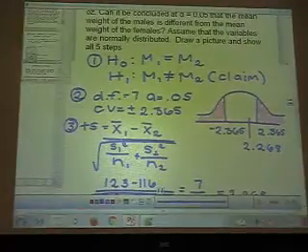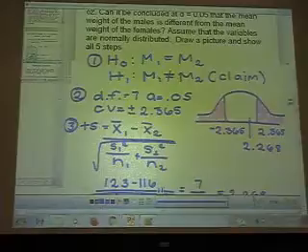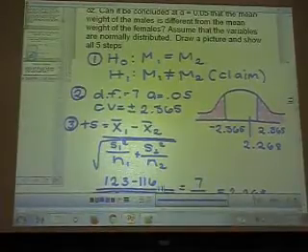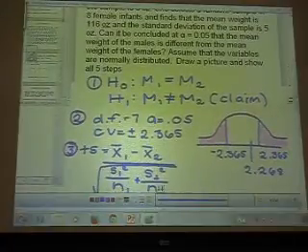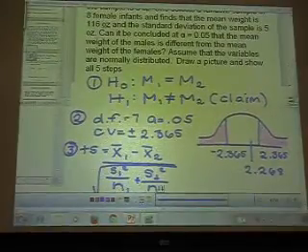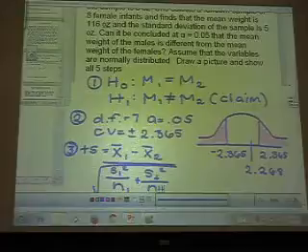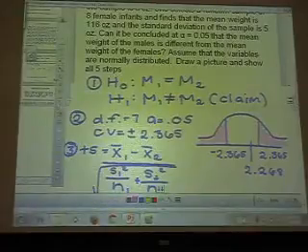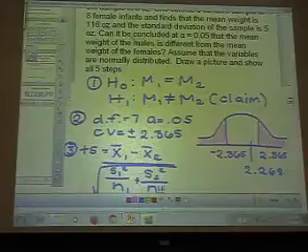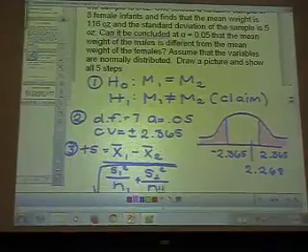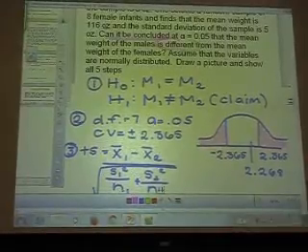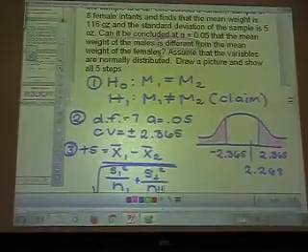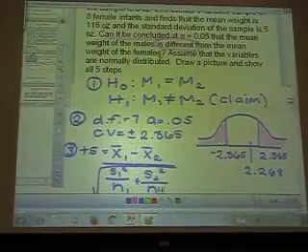Okay, so H naught is mu1 equals mu2. Great. And then H1 is mu1 does not equal mu2. How do you know it's different? How do you know it's that? Because in the claim it says that the mean weight of males is different than the mean weight of females. Right, different, not equal to. Right. And that's a claim.